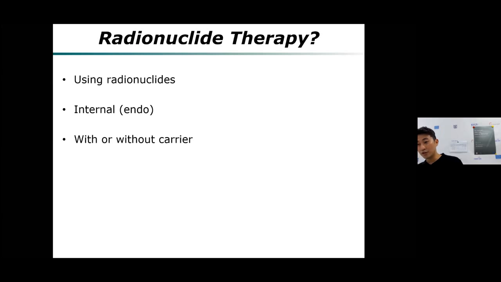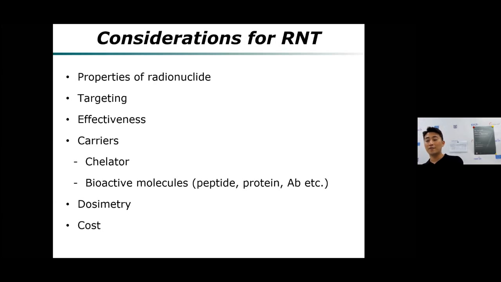The carrier is also an important factor, because whether we use only the radioisotope or a chelated or labeled radioisotope is a really important issue. After considering the vector, we choose an appropriate targeting moiety and appropriate carrier for the labeling. Then dosimetry is important after taking images, and cost is another consideration for radionuclide therapy.